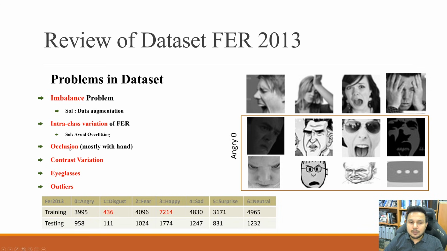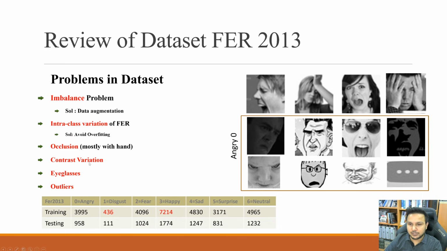Okay, another problem is occlusion, and occlusion means, for example, something is covered. So in this picture, for example, a person is covering his face with his hands, right? This will be very hard to detect. For a deep learning architecture, it will be very hard to detect the emotion of this person, right? We just covered the occlusion.